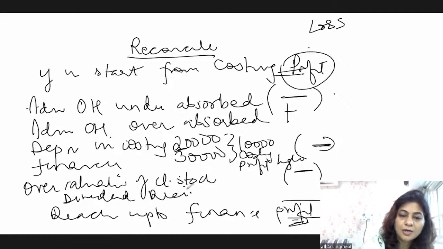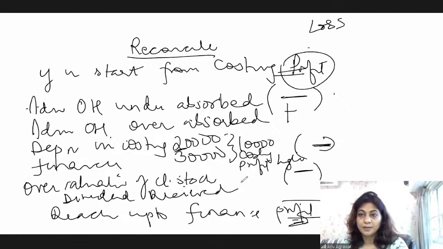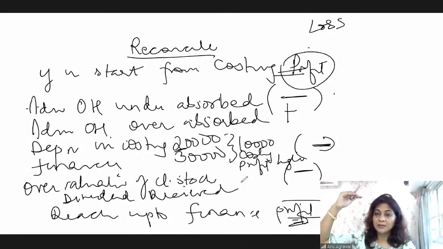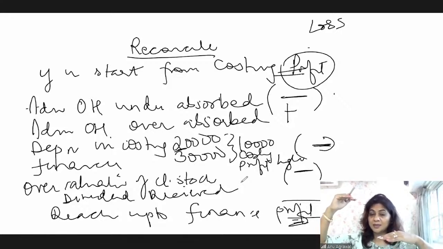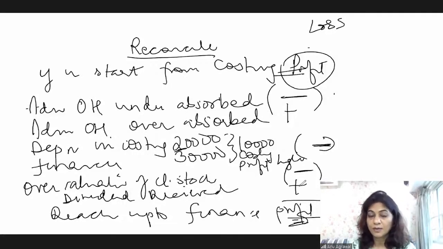Dividend receipt. Now, logically tell me, dividend is received only in finance, no? That means if dividend income is received, finance profit is higher and costing profit is less. Now you are starting from costing. So costing, if it has to reach finance, what does it need to do? It needs to add.